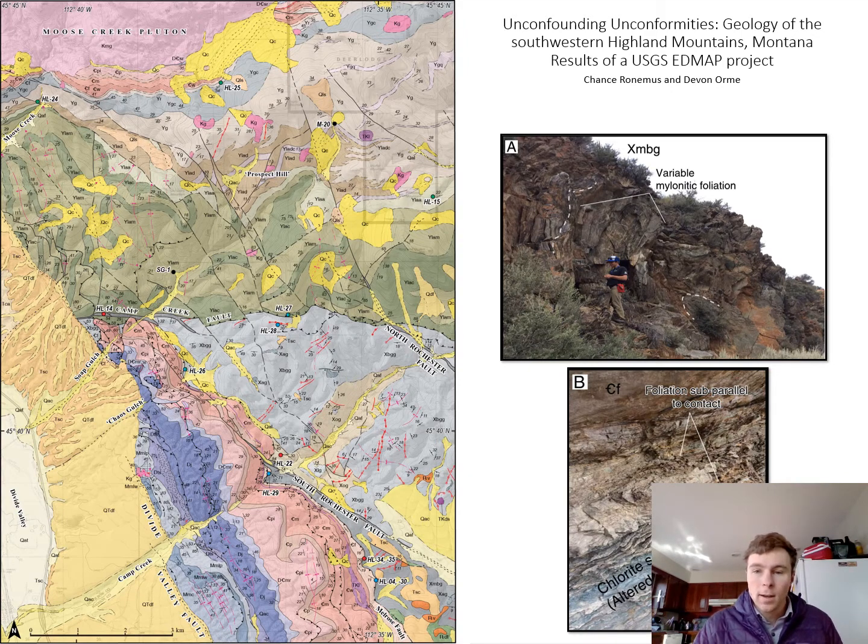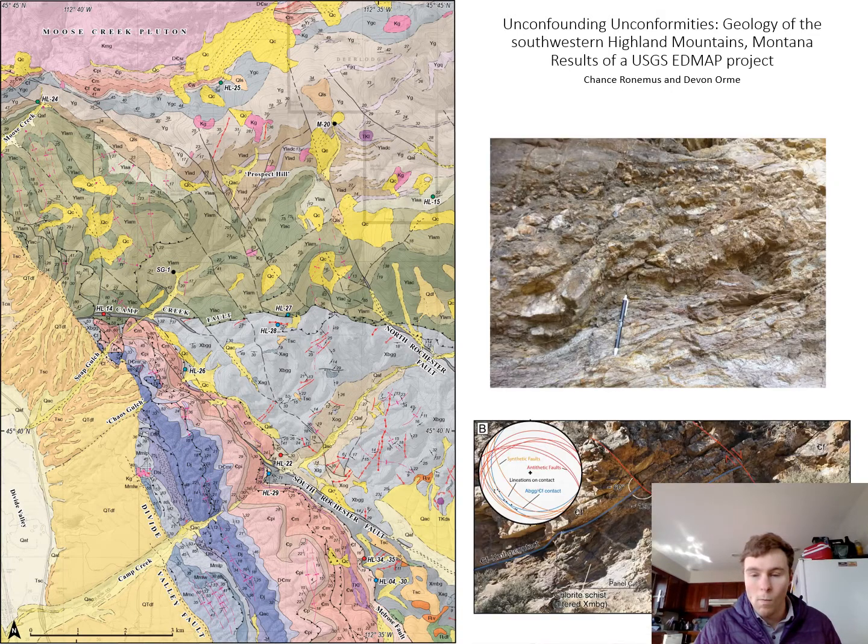Specifically, farther away from this contact, as it's exposed in Camp Creek here, the basement consists of a variably folded mylonite. However, closer to the contact, we see a retrogradationally metamorphosed chlorite schist. Additionally, this contact is marked in places by a quartz vein breccia, as well as cut by smaller structures shown here.